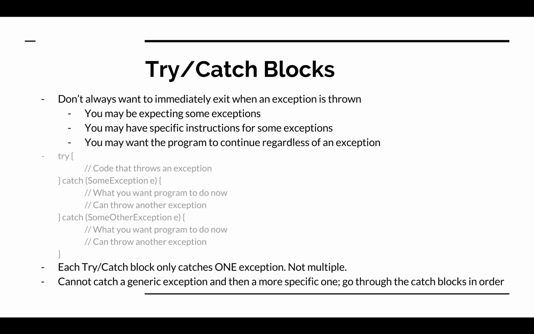Yeah, that would compile. That would be fine, because if it's not a null pointer exception, then it would be caught by the general exception one. But if it is a null pointer exception, it would be caught by the null pointer exception one. But it wouldn't be caught twice. It would be caught once.